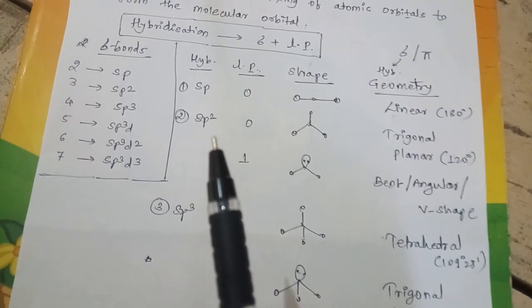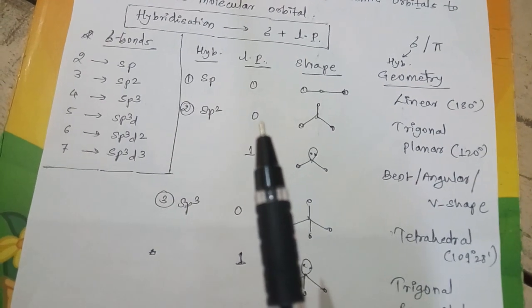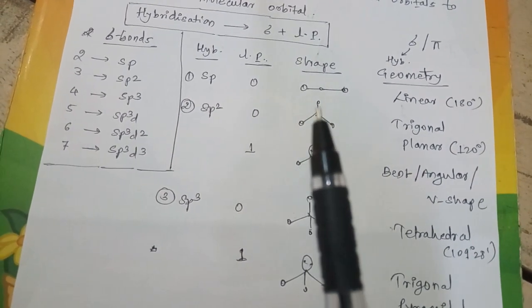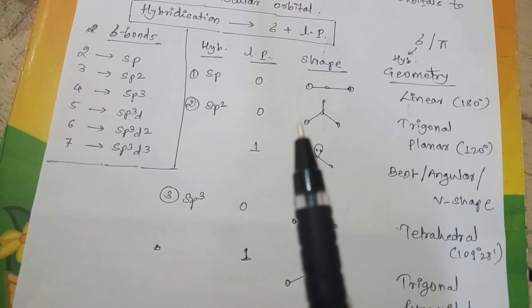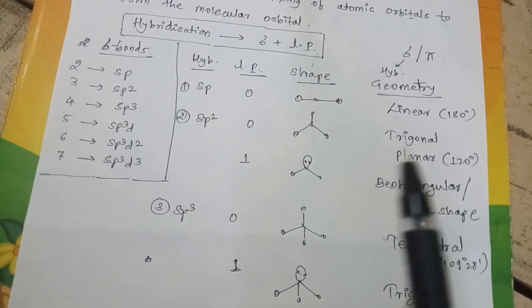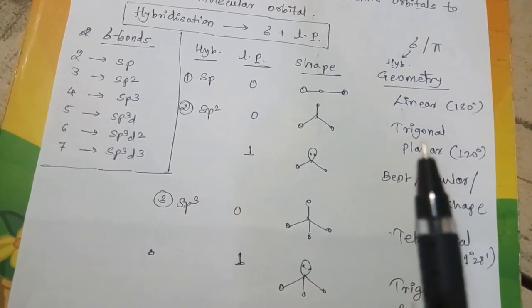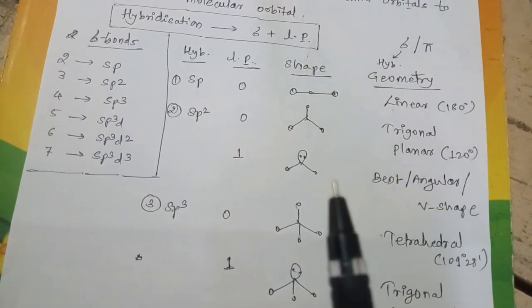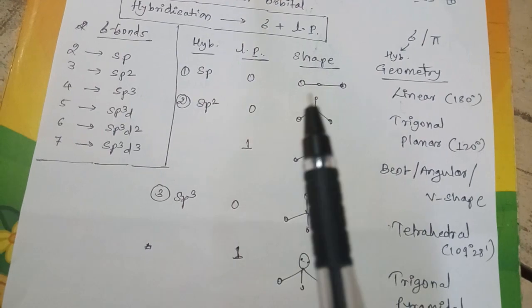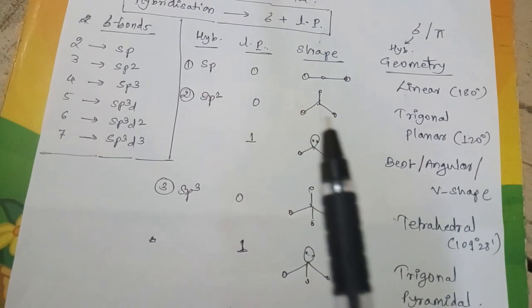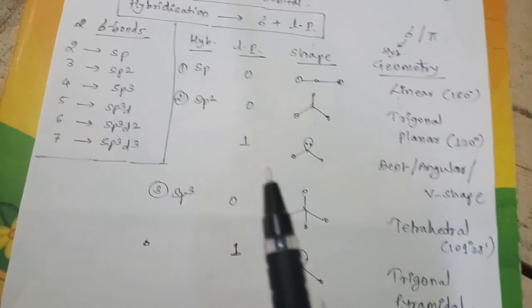In the sp2 hybridization, in the absence of lone pairs of electrons, its shape is trigonal planar. It's a trigonal shape. So the geometry of this sp2 hybridization with the absence of lone pairs of electrons is trigonal planar geometry. Here the bond angle is 120 degrees. In the sp hybridization, the bond angle is 180 degrees. In the sp2 hybridization, the bond angle is 120 degrees.